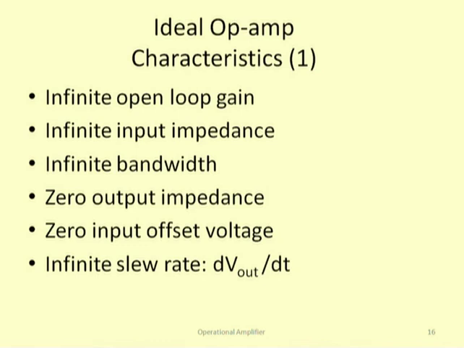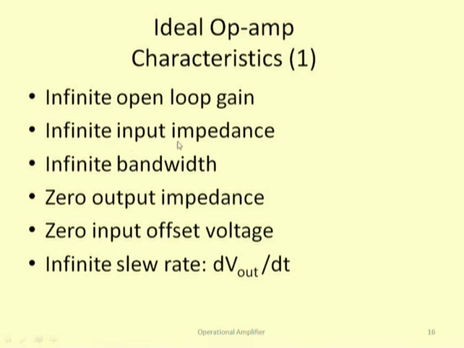First of all, the open loop gain. We expect that the op-amp should provide infinite open loop gain. Its gain should be as high as possible. So that is one parameter we expect from the op-amp: its open loop gain should be infinite.